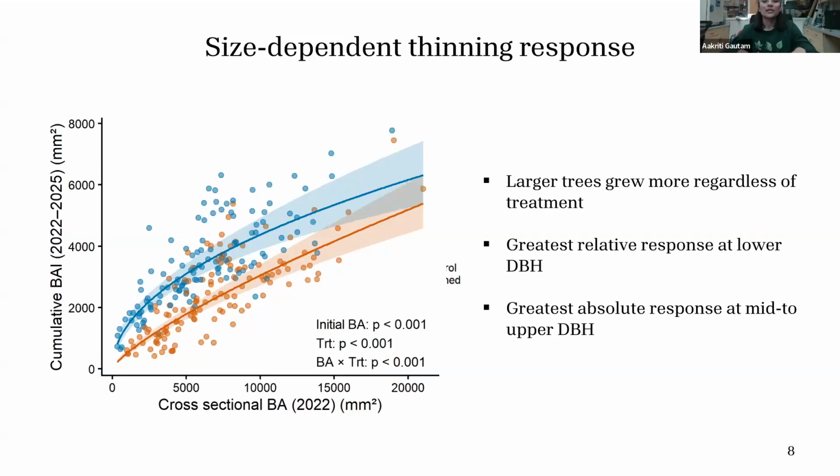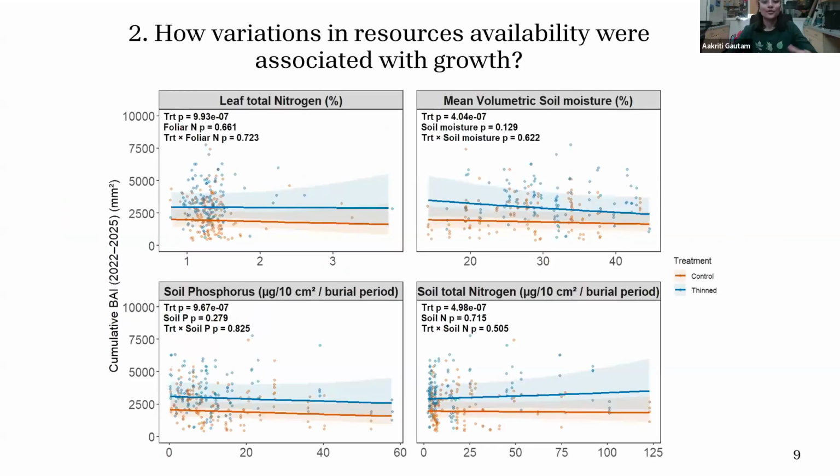So now this tells us that PCT can be a very useful management tool to improve the competitive position of these suppressed trees while favoring faster growth in the trees that are likely to contribute to the future commercial value. And as I mentioned earlier, we measured various resource variables and compared that with the cumulative basal area increment after thinning. And we found that none of these resources were associated with the growth. So that means the growth release that we saw previously was due to the reduction in the competition itself and not due to the changes in the resources.